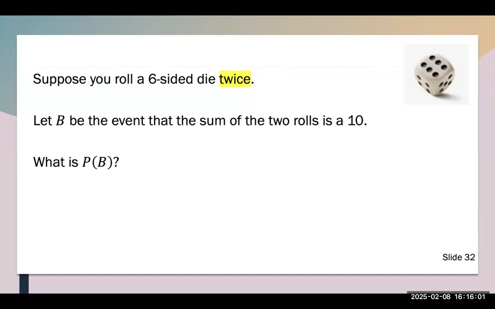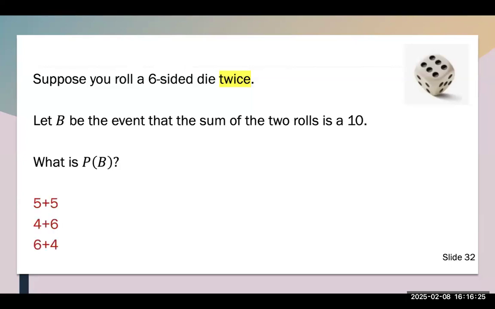Let's try another one. You're going to roll a 6-sided die twice. Let B be the event that the sum of the two rolls is a 10. Can you figure out all of the different ways that I can get two rolls and that the sum of those two rolls is a 10? Pause the video and see if you can write out all of those different outcomes.